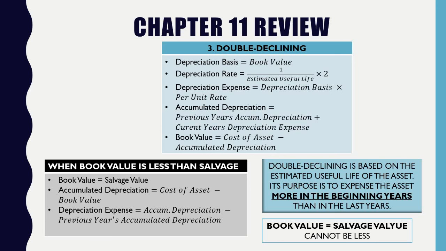Once again, you don't need the whole chapter review part. All you really need to know is these formulas right here, right? You need to know how to solve for the depreciation basis, the rate, and the expense. Once book value falls below salvage value, this is where the table down below is where you're going to use these formulas and work your equation backwards to solve for the depreciation expense that is needed in order for your book value to be equal to salvage value.